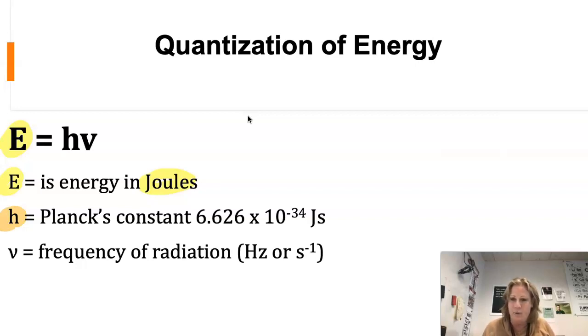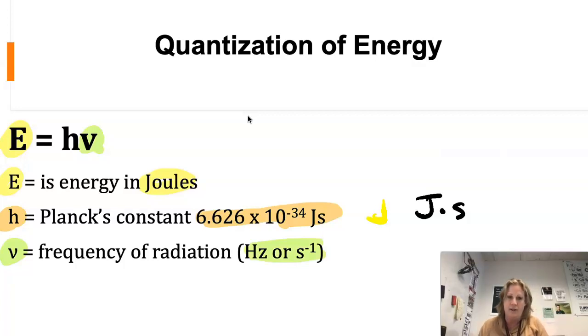This is something we would never ask you to memorize. It's on your pink sheet. It is 6.626 times 10 to the negative 34th joule seconds. It's the product of joule times second for the unit. And then we have nu again, which is frequency, and that is going to be in inverse seconds, which are also hertz.